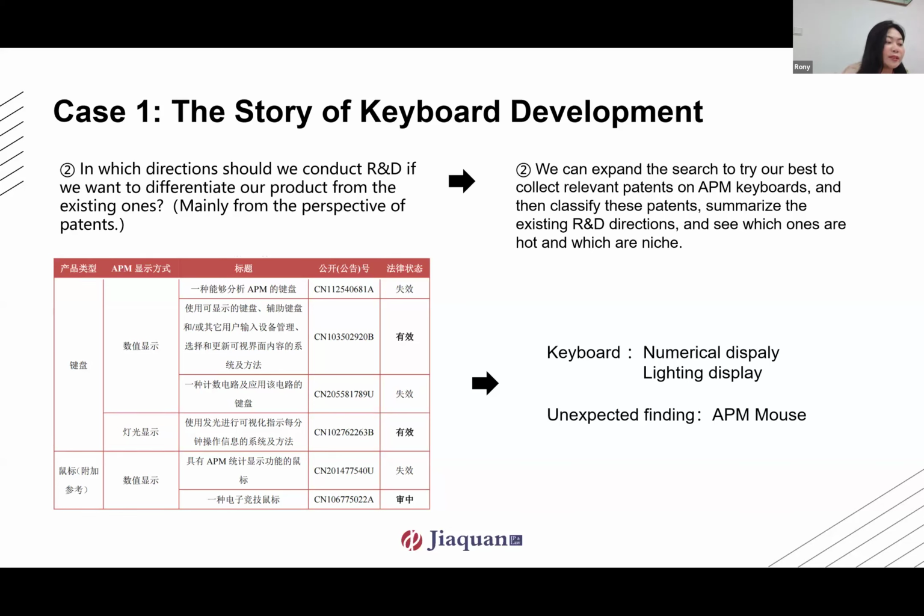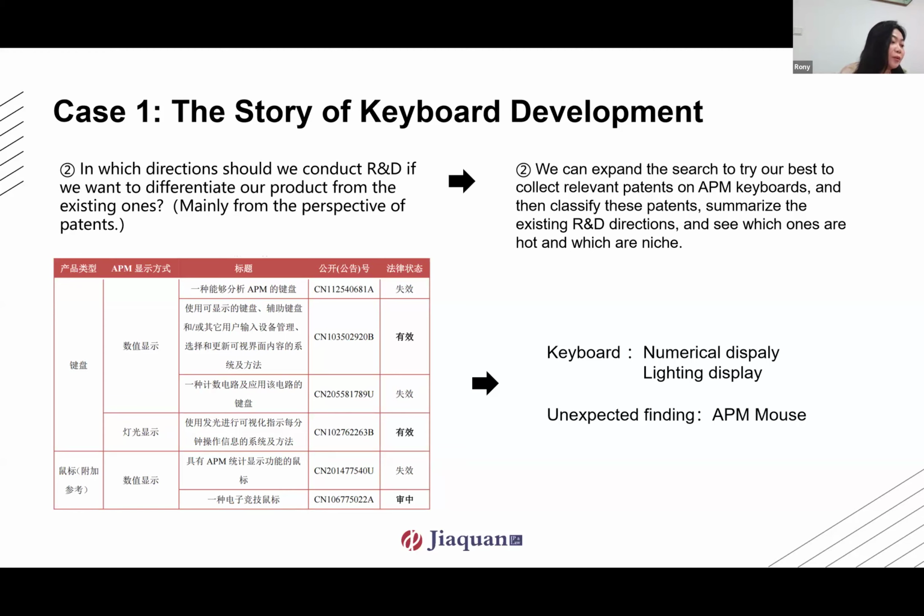Even for numerical display, the methods of display, the ways of measuring APM and how to present it are different among companies. During this process, the engineers can clearly understand what others have done, and they will gain some inspiration and also try to make some differences from the current technical solutions in the patents when conducting subsequent R&D.